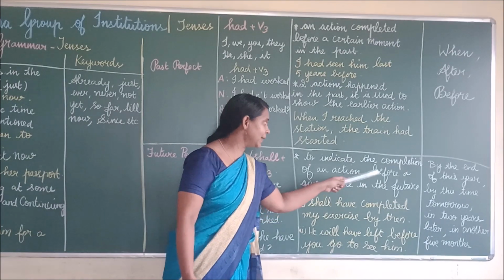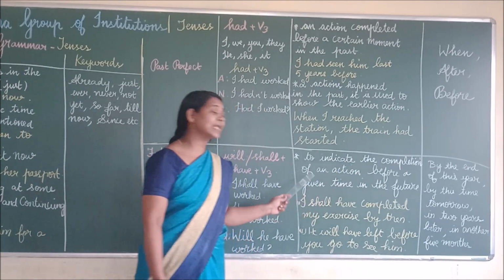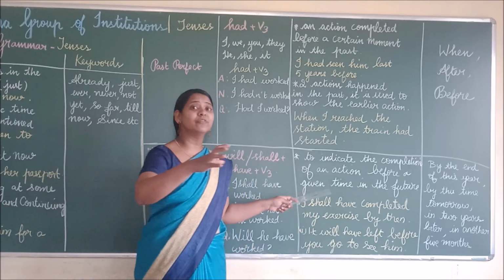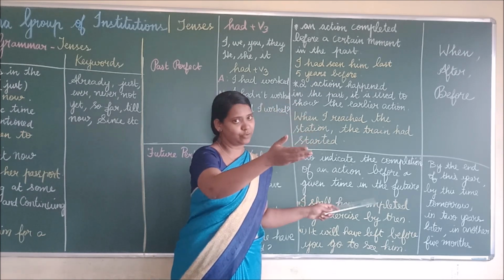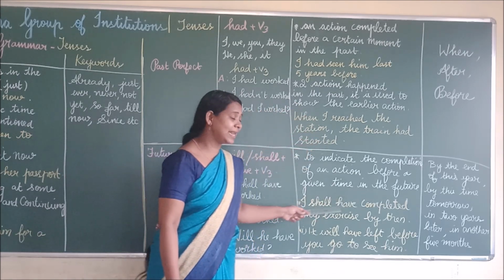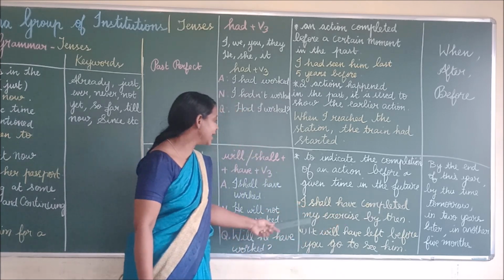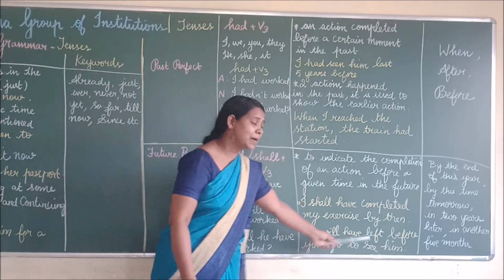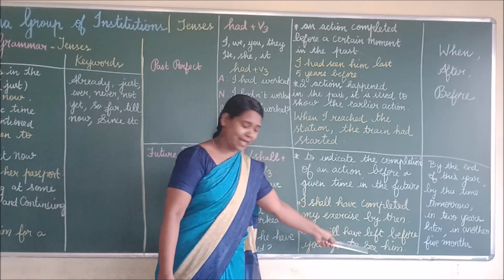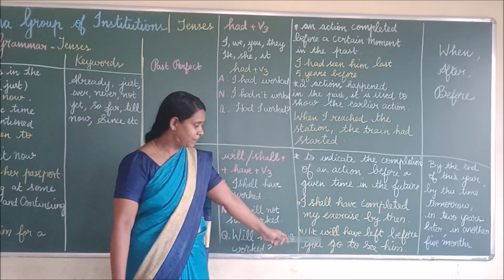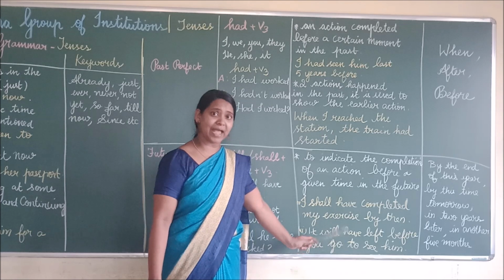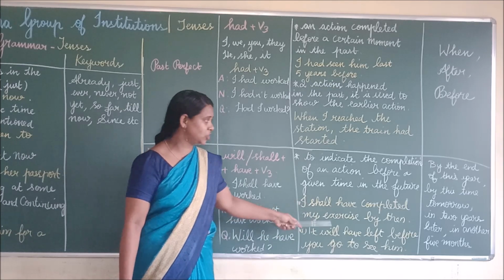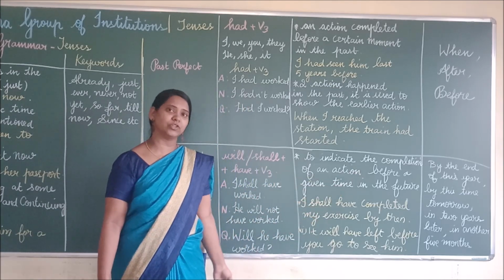Now we will see when do we use future perfect tense: to indicate the completion of an action before a given time in the future. For example, I shall have completed my exercise by then. He will have left before you go to see him. Before the second action, the first action, yes. Before the given time in the future.